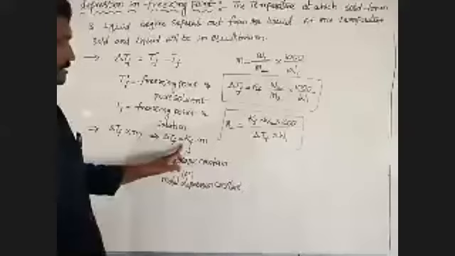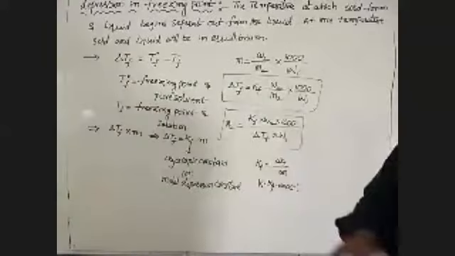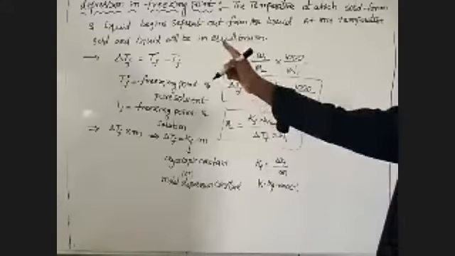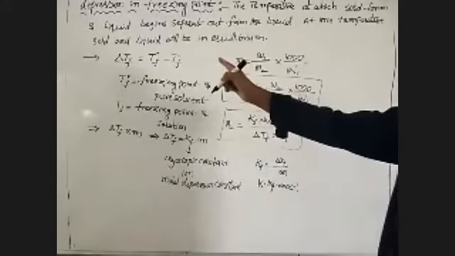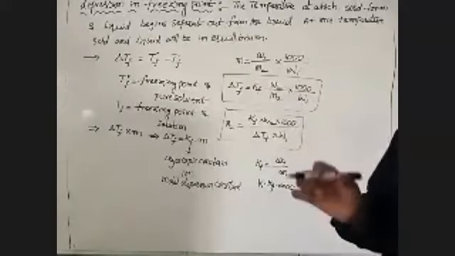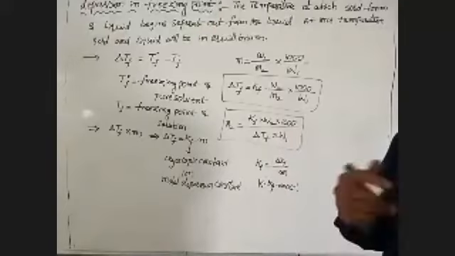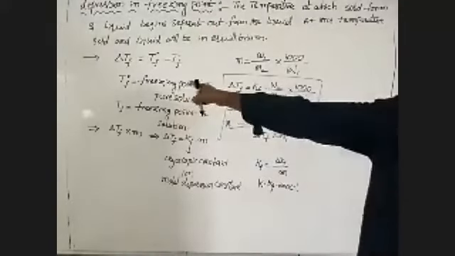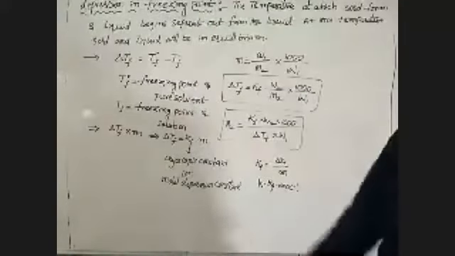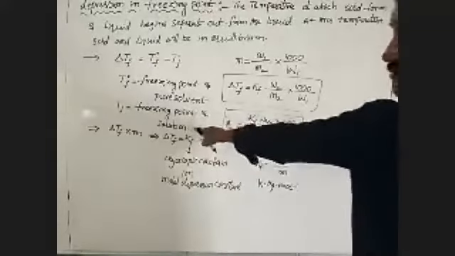Here after adding the non-volatile solute, freezing point decreases. This decrease in freezing point is called depression of freezing point. And delta Tf is equal to T naught F minus Tf. That means freezing point of pure solvent is always more than freezing point of solution. T naught F means freezing point of pure solvent. Tf is equal to freezing point of solution.